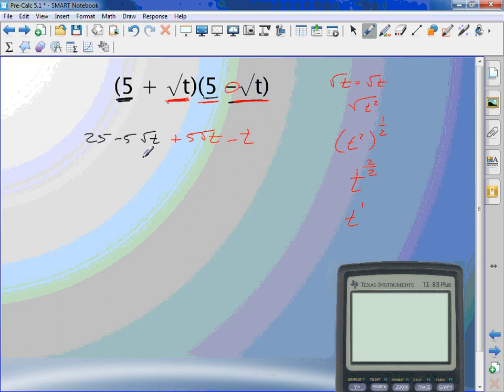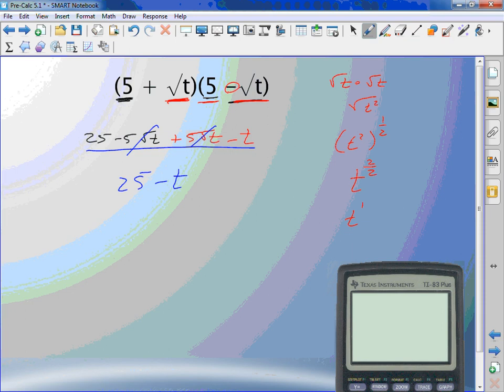I'm going to try to simplify this. What do you mean? The negative 5 square root of t and the positive 5 square root of t cancel out. I am left with 25 minus t. Can I solve this any further? Why can't I? Can't combine unlike terms. And what is this called?